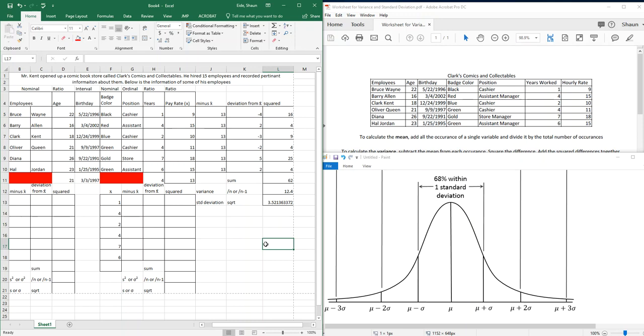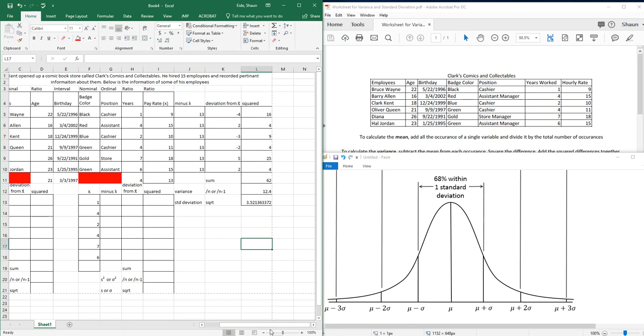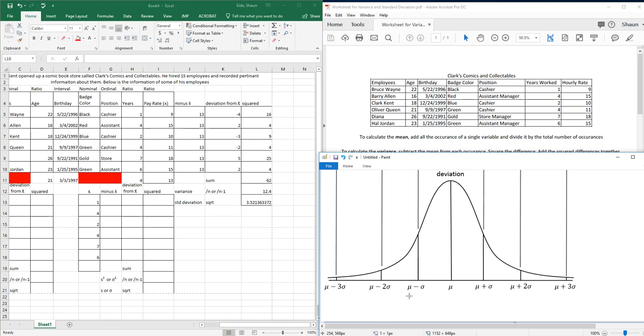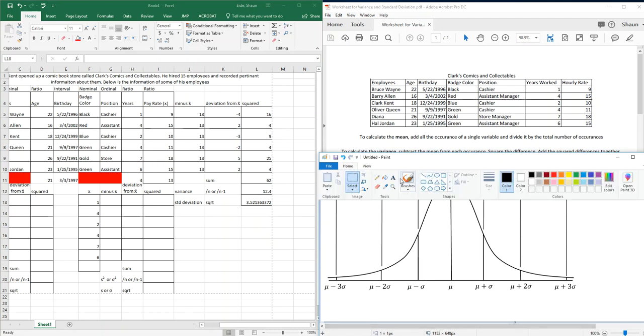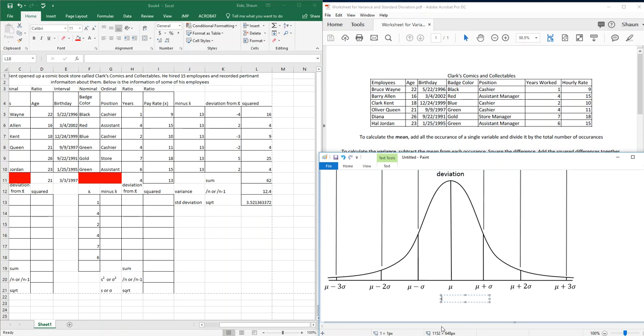Okay, 3.52 is the standard deviation. Now, what this looks like is we are now going to generalize the results to a larger population. So we've got the sample of 15 employees, and we want to know, based on these 5 employees, can we generalize this to a larger population? Okay, so what is the mean? First of all, we need to record the mean right here. The mean is 13.